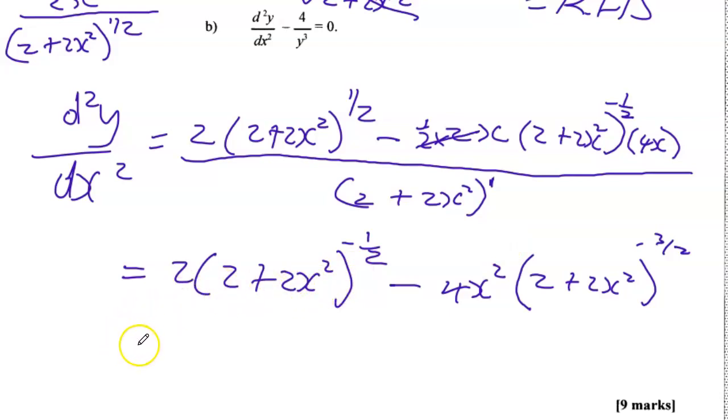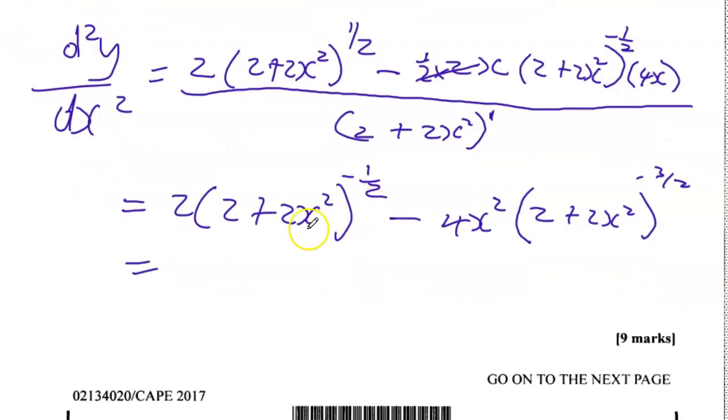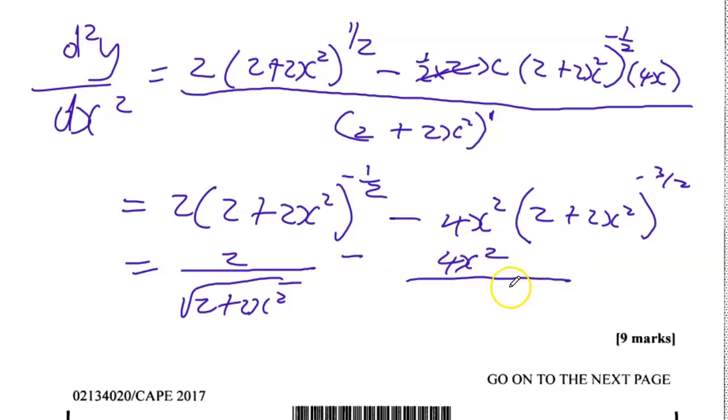Now we can try to get a common denominator. Let's write it as a fraction. Now this is 2 upon the square root of 2 plus 2x squared, minus 4x squared upon 2, with the root 2 plus 2x squared to the power of 3.